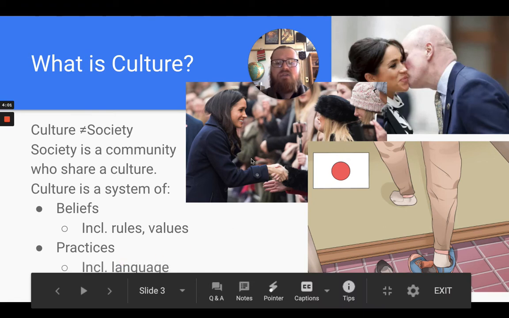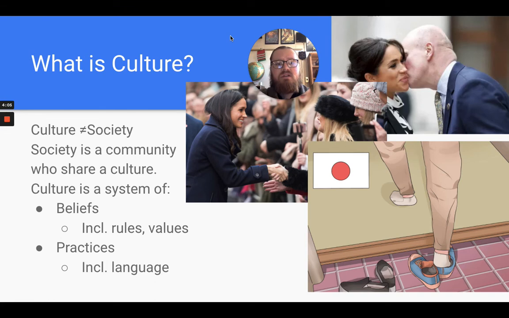And included in cultural practices is language. Language is a huge part of culture. In fact, studies indicate that how people perceive the real world around them is shaped by language. So language is a tremendously important practice and part of a cultural system.